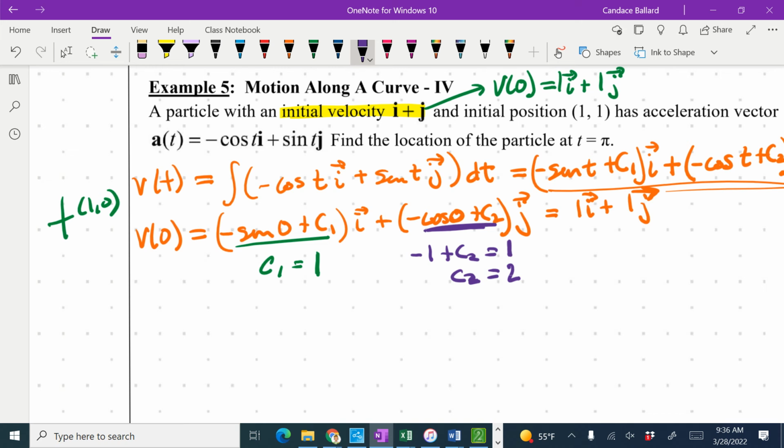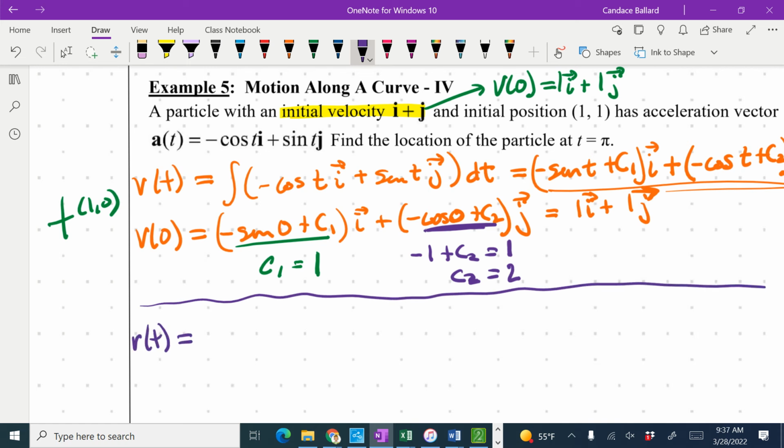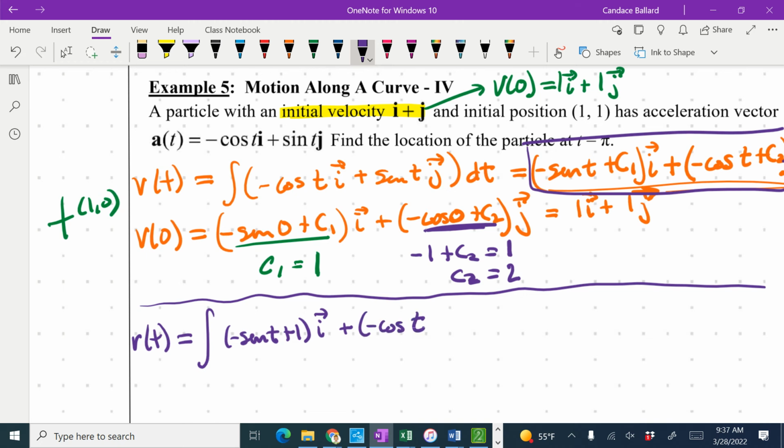Okay. All right. I'm going to draw a little bit of a squiggle there because that's all just getting to velocity. Now I'm going to get to position. I'm going to write my new function. Okay. So inside my integral, I'm writing my new function. My new function is, remember, I'm going to use this and plug in c sub 1 and c sub 2. So negative sine of t plus 1 times vector i plus negative cosine of t plus 2 times vector j. And then dt at the end of the whole thing.